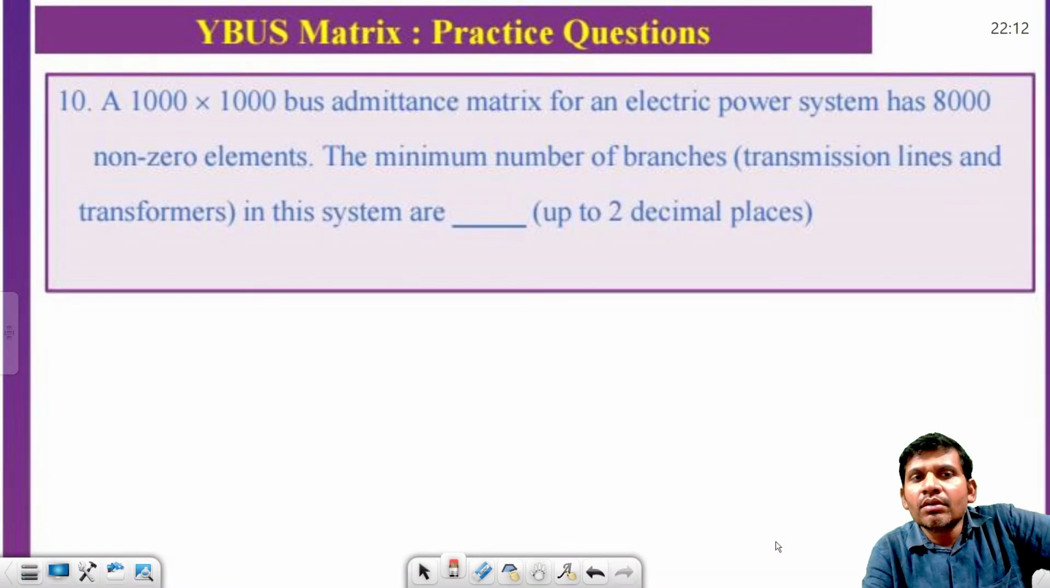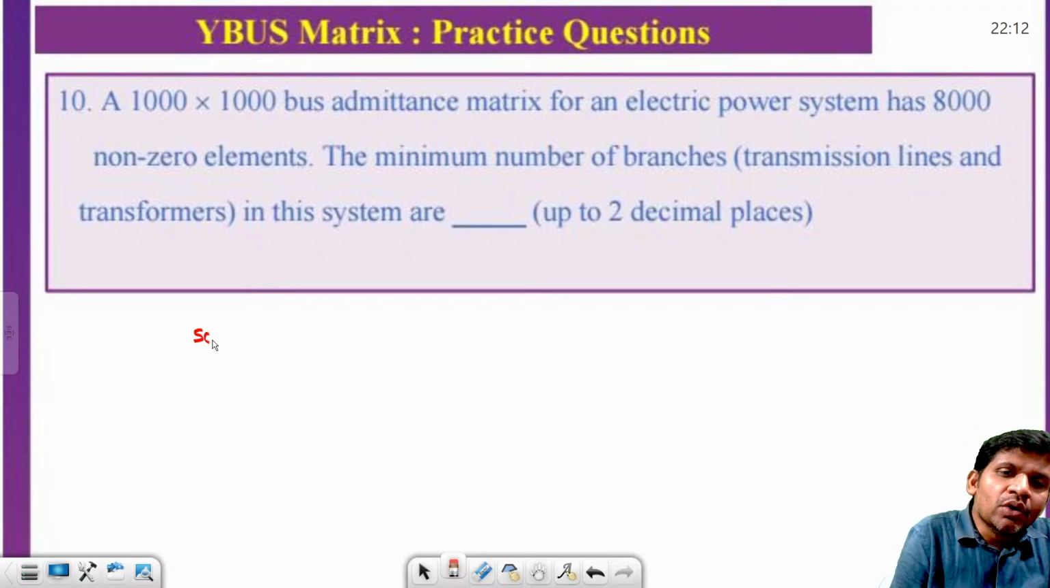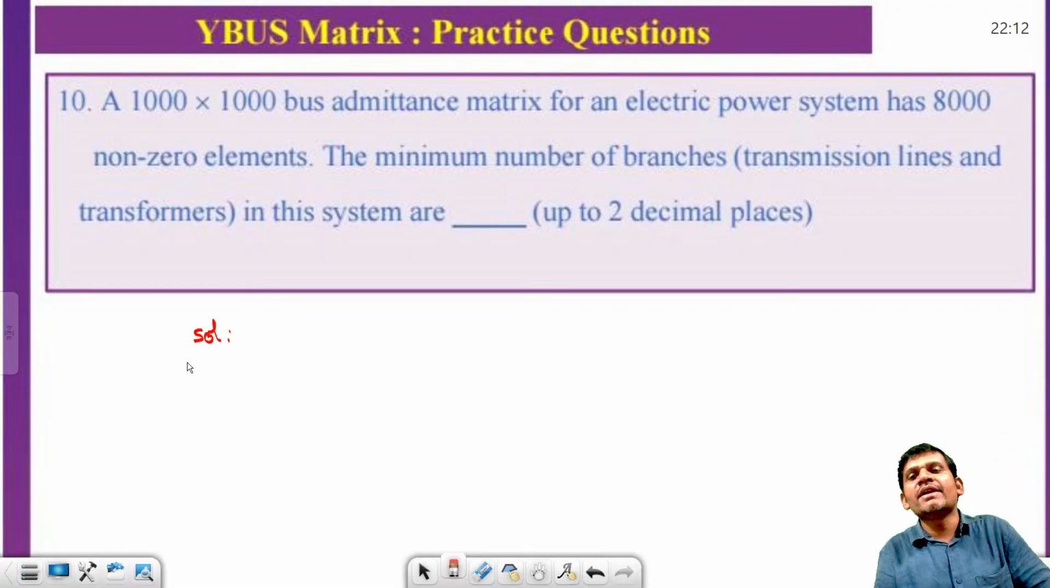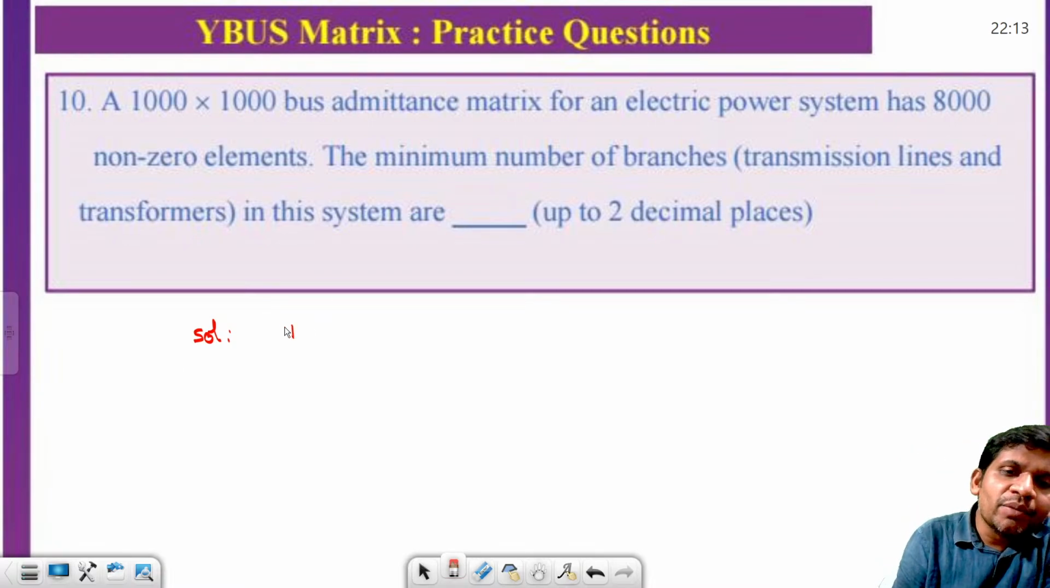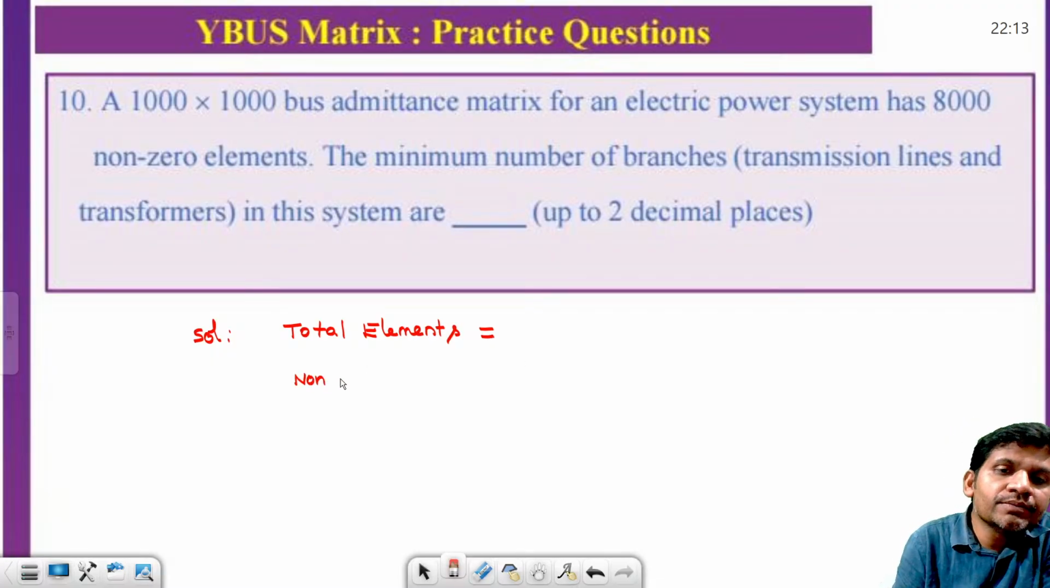A 1000 by 1000 bus admittance matrix of an electrical power system has 8000 non-zero elements. The minimum number of branches? How to calculate the minimum number of branches? To calculate the minimum number of branches, you have to calculate the mutual elements. Can you tell what are the total elements here? Here, the electric power system has 8000 non-zero elements. Non-zero elements equal 8000.